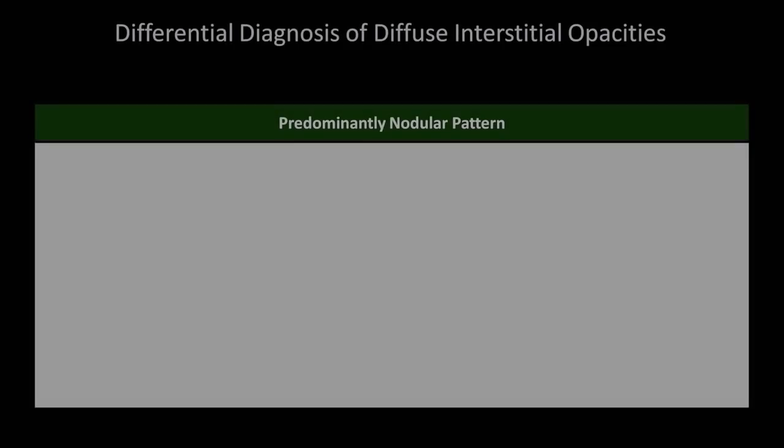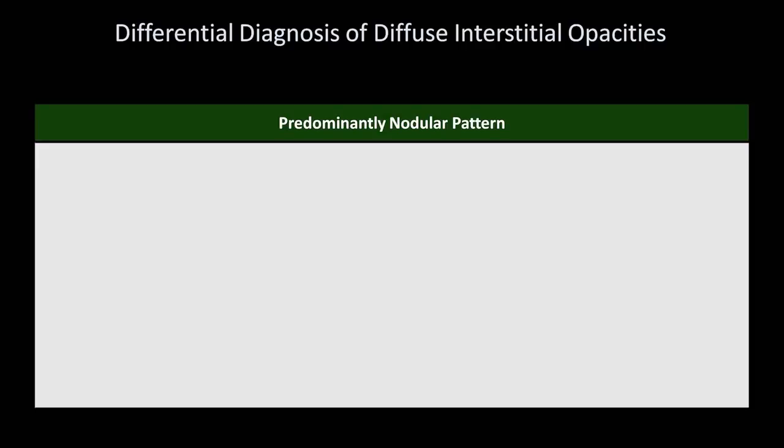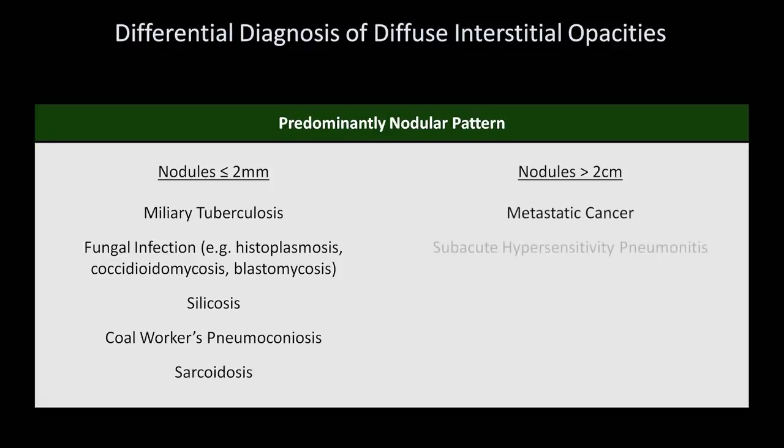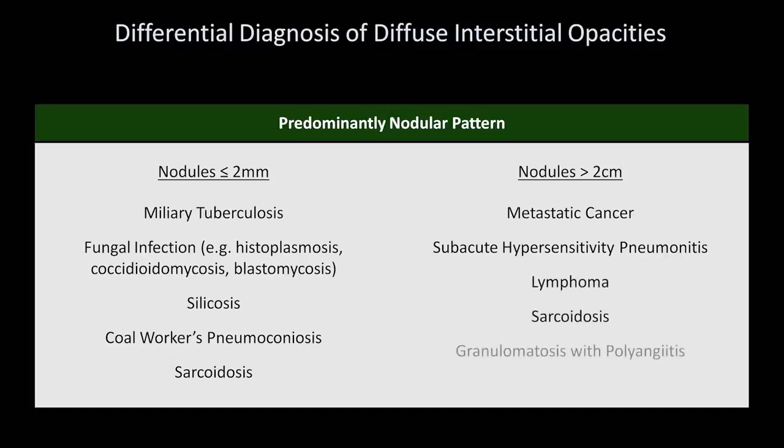When it comes to the causes of diffuse interstitial opacities that cause a predominantly nodular pattern, these can be broken down into those with nodules under 2 centimeters and those with nodules over 2 centimeters, provided one realizes that this cutoff is far from absolute. Those diseases causing small nodules include miliary tuberculosis, fungal infections, silicosis, coal worker's pneumoconiosis, and sarcoidosis. Those which cause medium and large nodules include metastatic cancer, subacute hypersensitivity pneumonitis, lymphoma, sarcoidosis, granulomatosis with polyangiitis, and rheumatoid nodules.